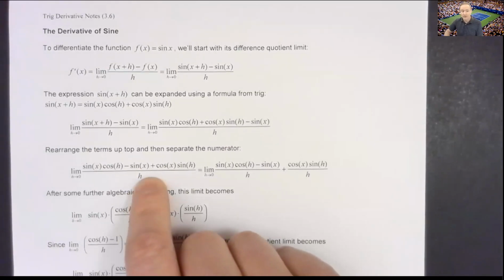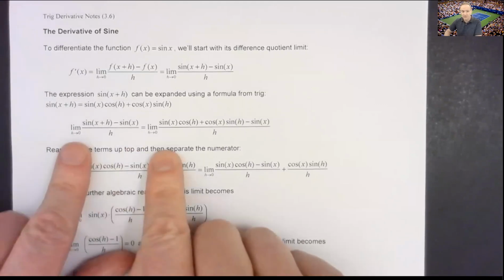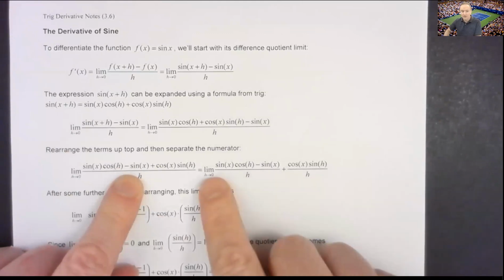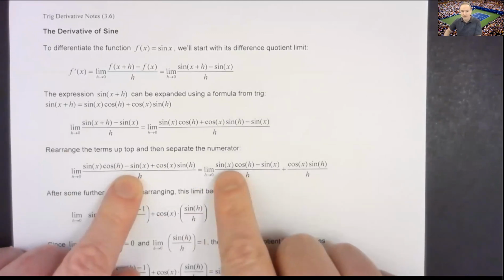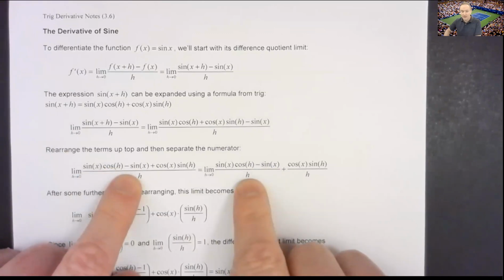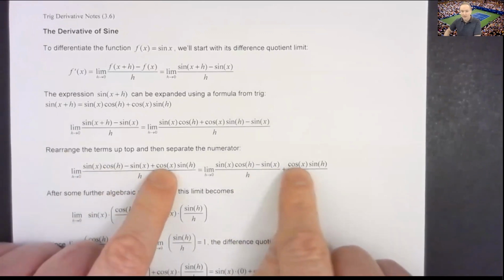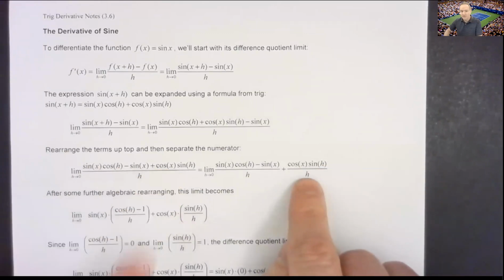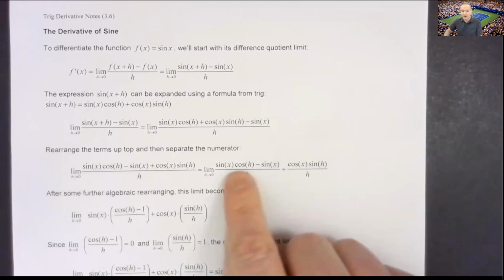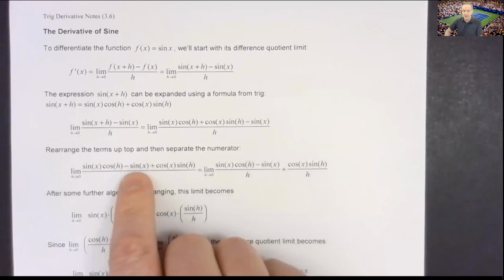What I'm going to do in the next step is distribute that h first into the first 2 terms and then into the third term. So I'll get the limit as h approaches 0 of sine x cosine h minus the sine x over h plus cosine x sine h over h. Now, again, you know that this is a legitimate algebraic maneuver because you could easily add these 2 fractions and it would just work backwards to this step.